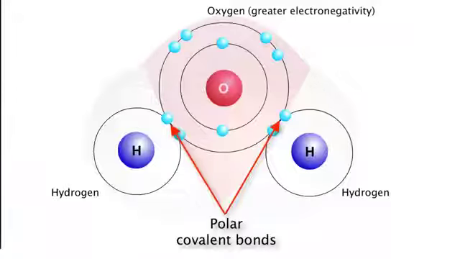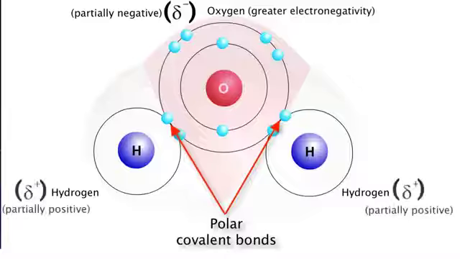In a polar covalent bond, one of the atoms, in this case oxygen, has a slightly negative charge since it has a greater affinity for electrons, while the other atom, hydrogen, has a slightly positive charge because its electrons are spending more time around the oxygen atom.